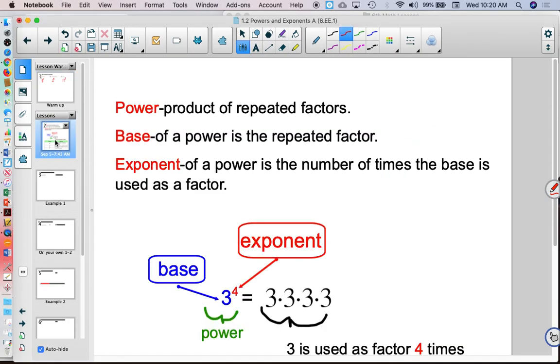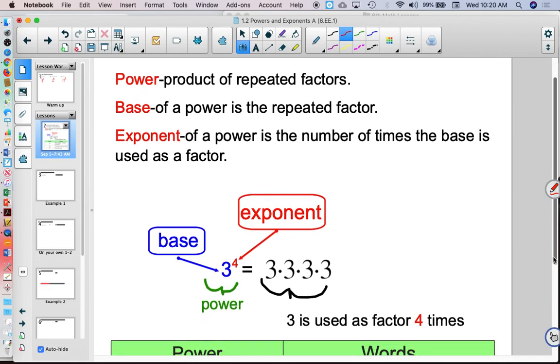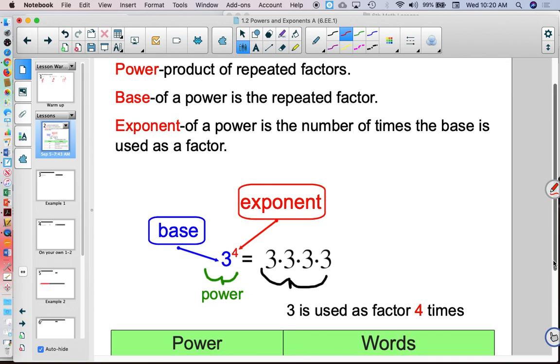All right, here we go. We're going to talk about what each one of these words mean. We've been using the word power. The power means it is a product of repeated factors. You have your vocabulary things.